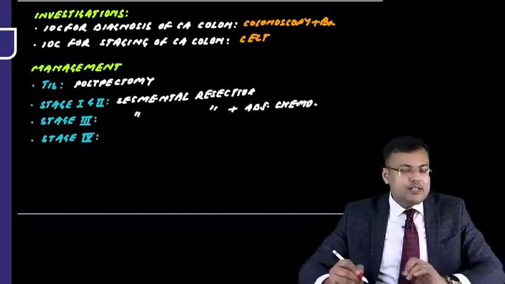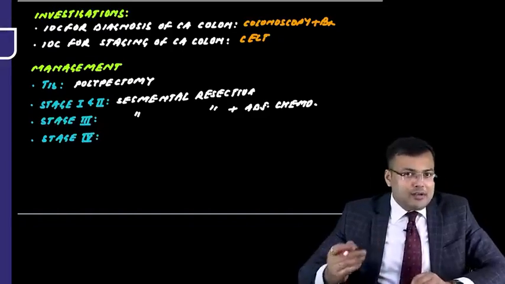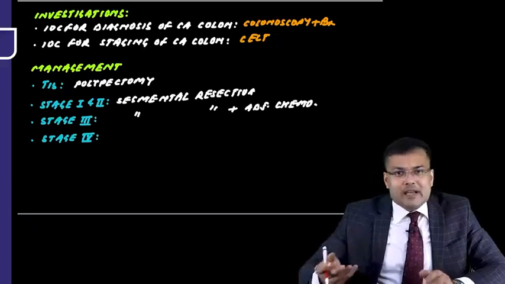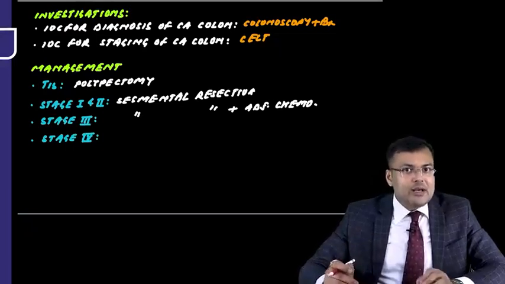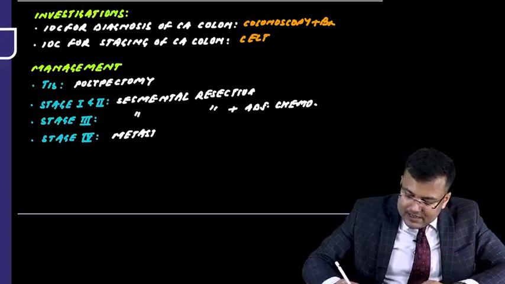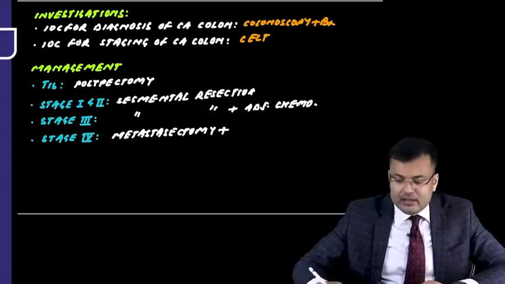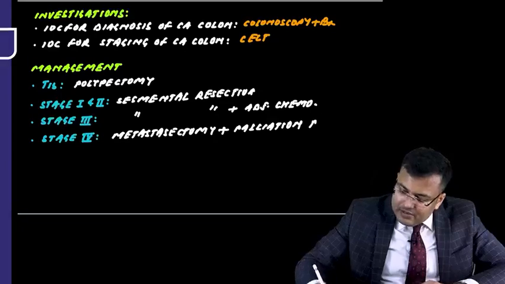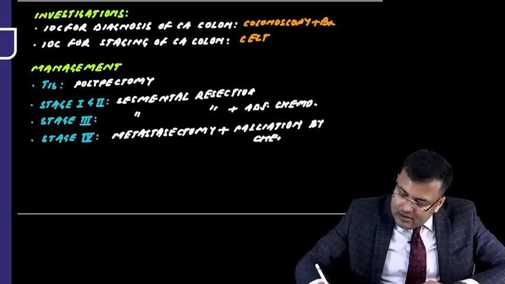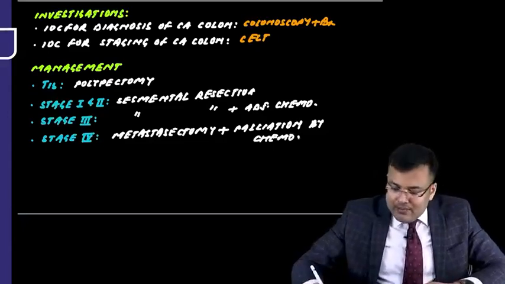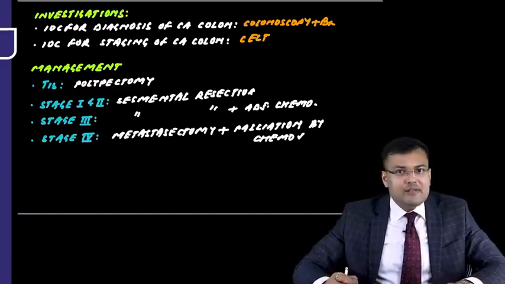For metastasis, that is stage 4, we have two options. If up to 3 metastases are there in a single organ, either liver, lungs, or brain, we can perform excision of the metastasis, known as metastasectomy, plus palliation by chemotherapy. And if 4 or more metastases are there or multiple organs are involved, in that case only palliation is done. So this is how we manage the patients of carcinoma colon.